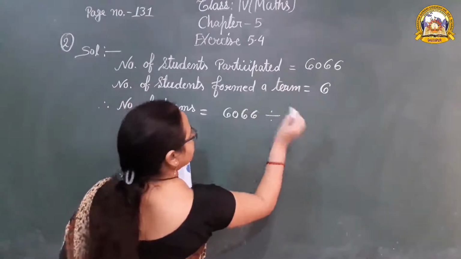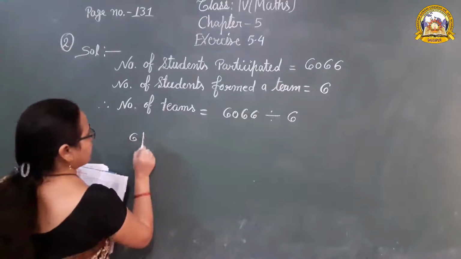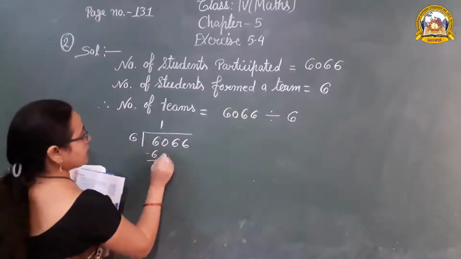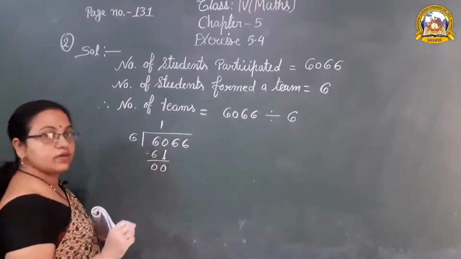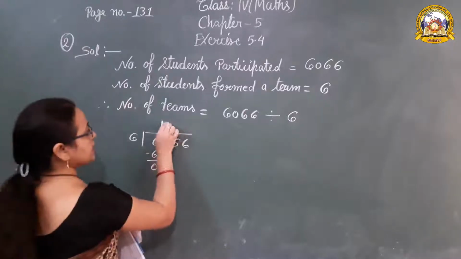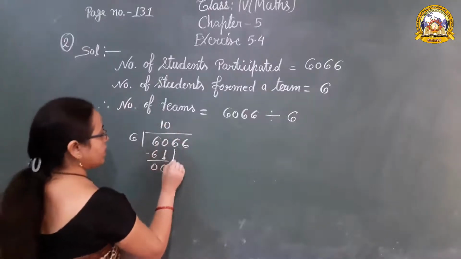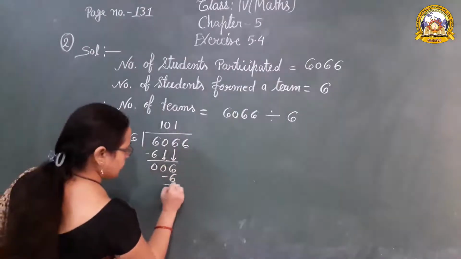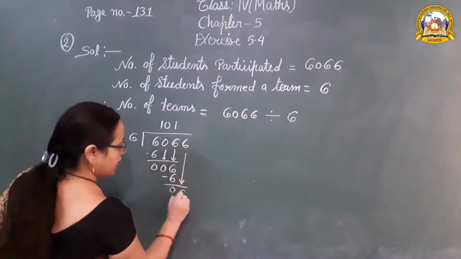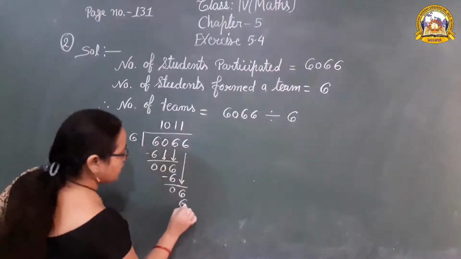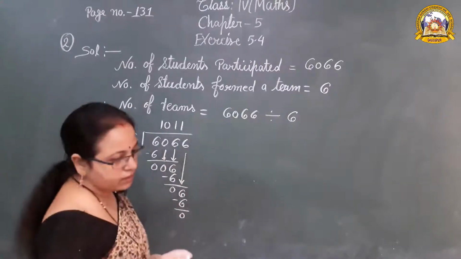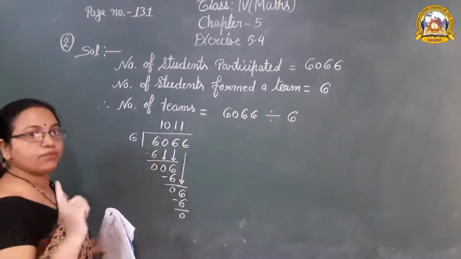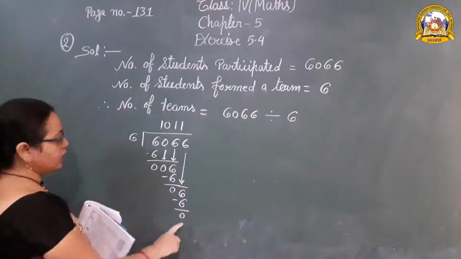6066 divided by 6. First we divide. 6 ones are 6. Bring down the next digit, that is 0. It is not possible to divide by 6, so put down 0 in the quotient. Bring down the next digit. 6 ones are 6. Bring down the next digit, that is also 6. 6 ones are 6. There is no remainder. So the quotient is 1011 and no remainder.